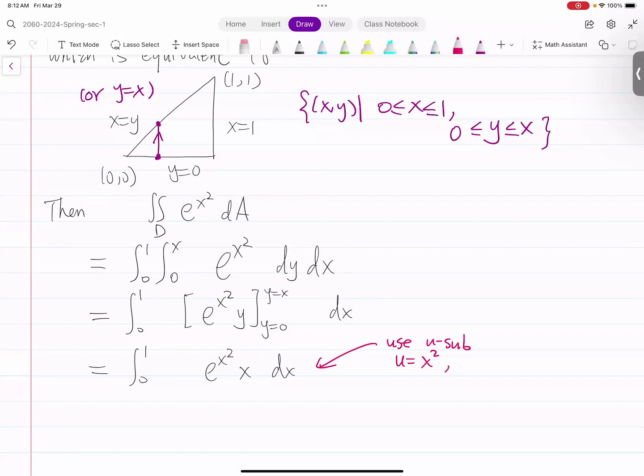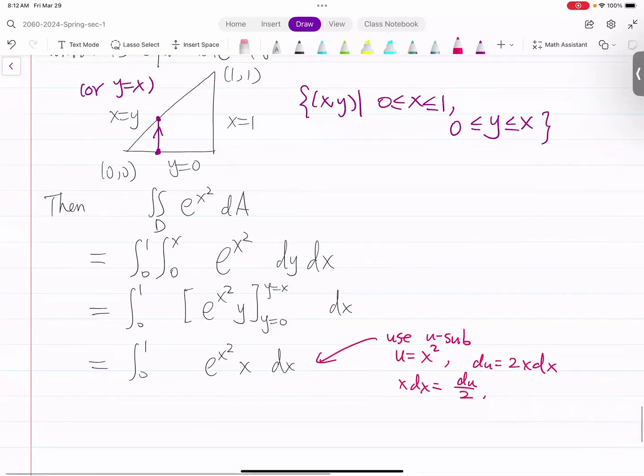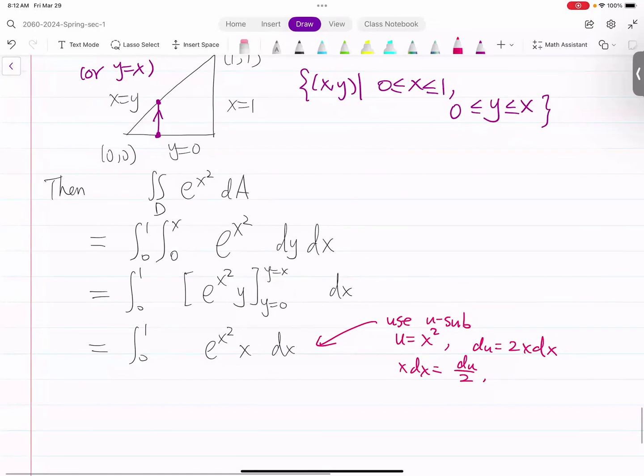Because if you choose u to be x squared, then du is 2x dx. So this is writing the differential form. And now you want to replace x dx, right? You can solve from this equation that x dx must be du over 2. And finally, we have x between 0 and 1, so we substitute everything in terms of u, right?